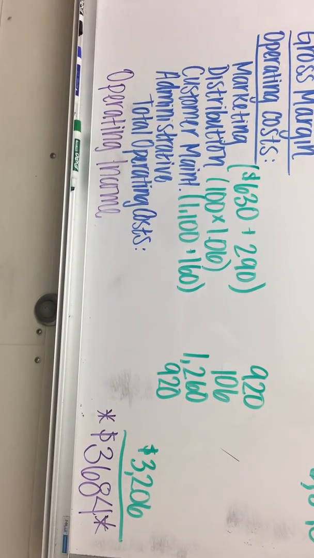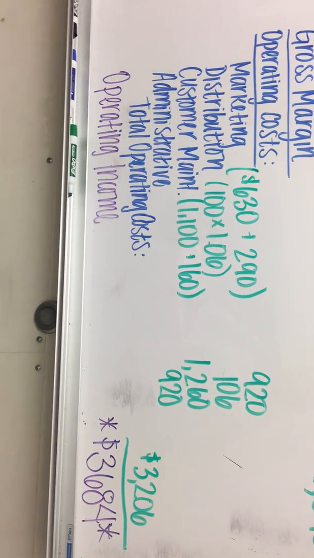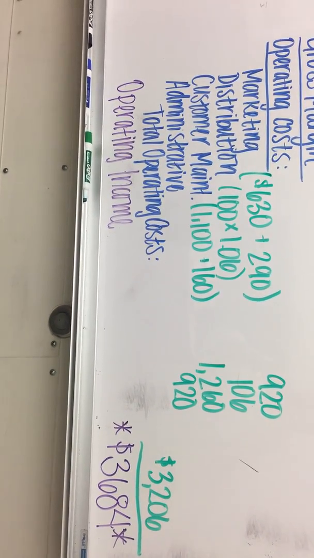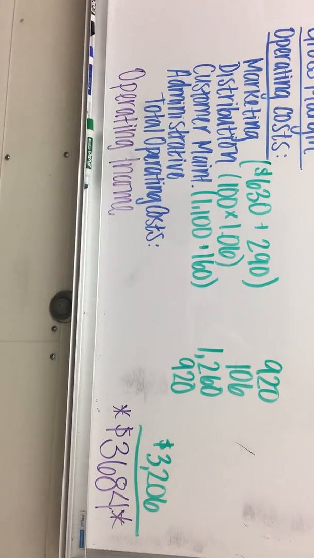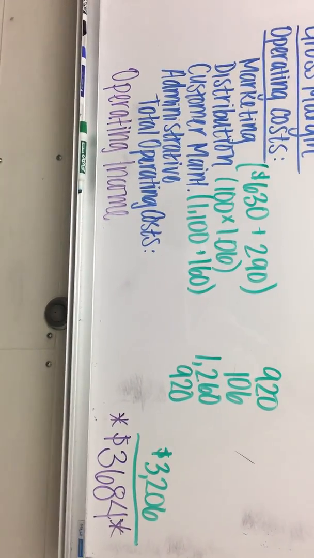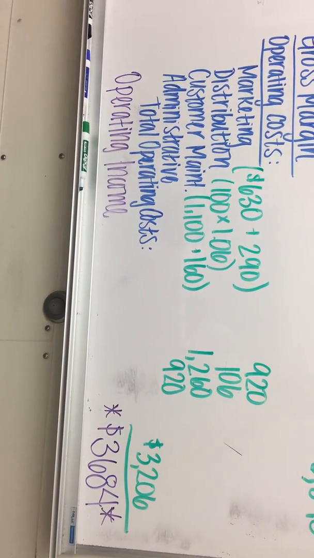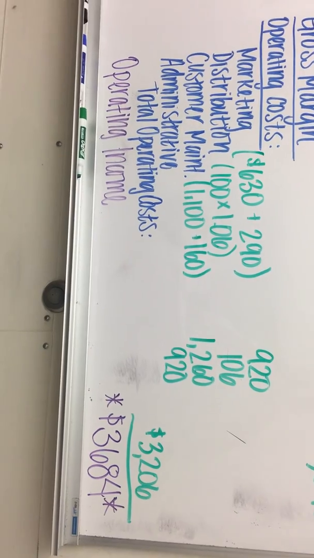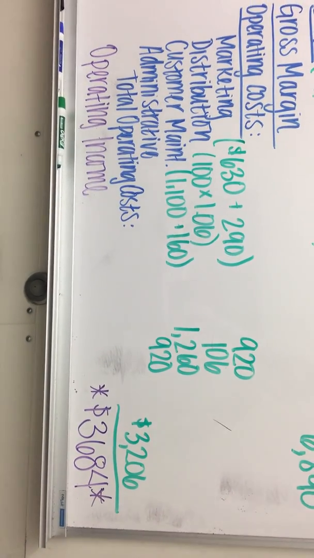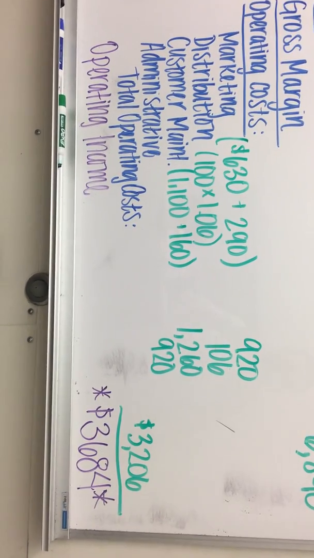Our customer maintenance increases by 160,000 because we hired the 2 new technicians. So we go ahead and add that. We get 1,260, and as mentioned previously, our administrative costs remain the same, so we keep that at 920. After adding all of these numbers up, we get our total operating cost of 3,206.